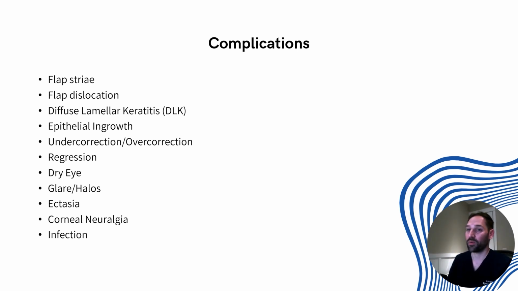We already mentioned ectasia. You can think of ectasia as basically inducing a keratoconus. You can get something called corneal neuralgia, and this happens with any surgery, including PRK. And then, of course, there's always the risk of infection, which is exceptionally low.